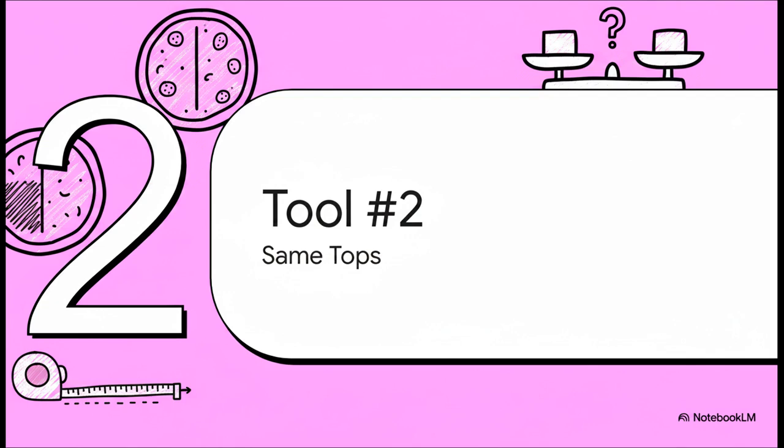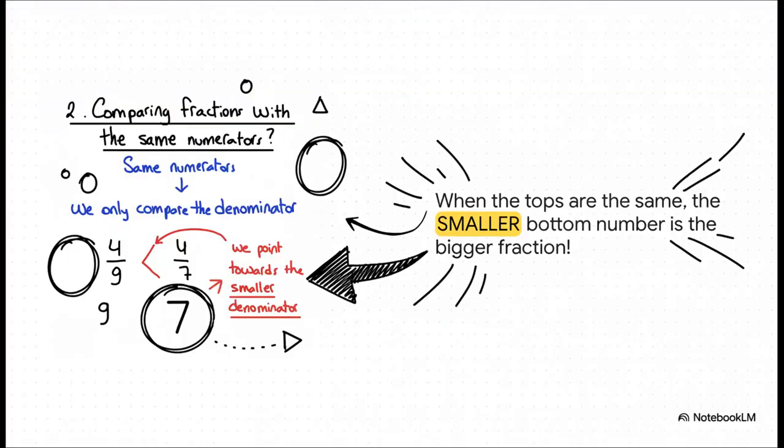Pretty straightforward. But what happens when the mystery gets a little more complicated? What if the top numbers are the same, but the bottoms are different? Well, it's time to pull out tool number 2. Now, you're going to want to listen closely here, detectives, because this is where a cool little trick comes in. The rule here is the total opposite of our first tool. Yeah, you heard that right. When the tops are the same, the fraction with the smaller bottom number is actually the bigger fraction. I know, it's kind of a mind bender.